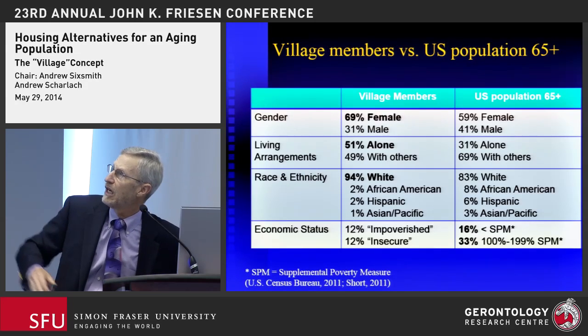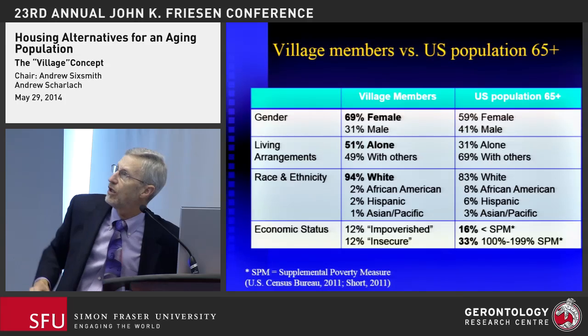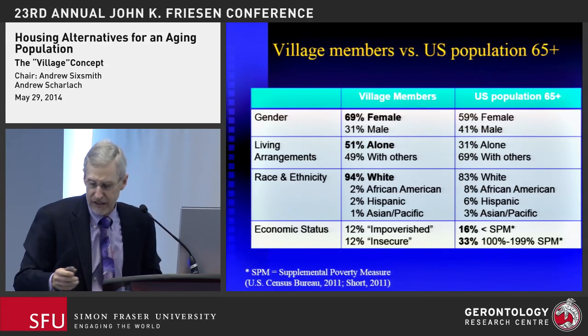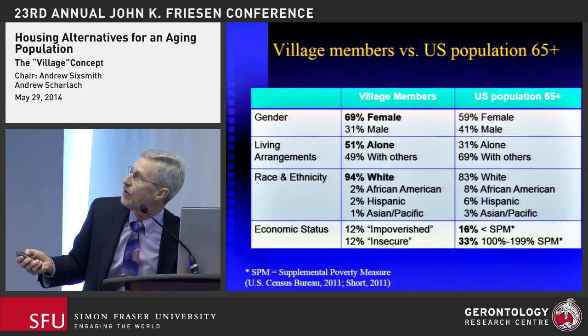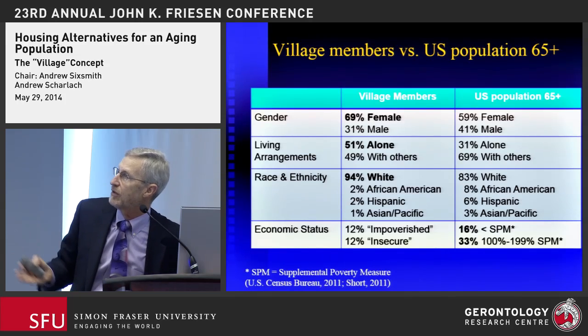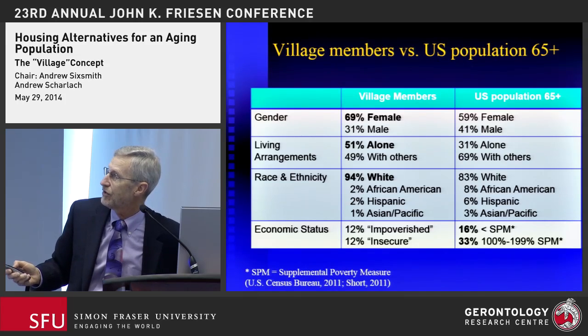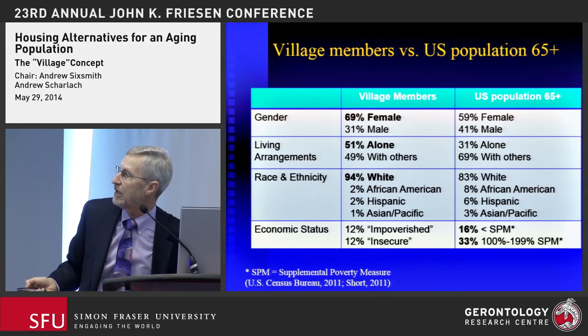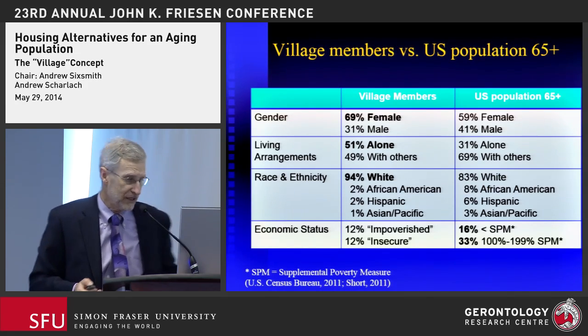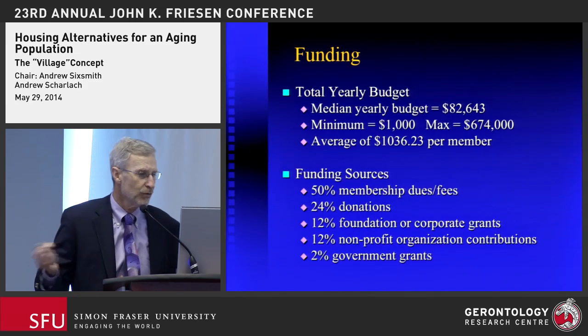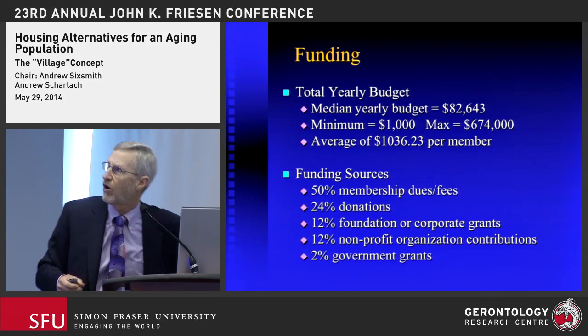Looking at membership, village members are more likely to be women than typical in the United States. They're much more likely to live alone. Not surprisingly, they're somewhat more likely to be white and less likely to be African American, Hispanic, Asian American, Pacific Islanders, or Native Americans. And they're in somewhat better economic shape than the average older adult in the United States. We can talk more about some of these issues later if you want.